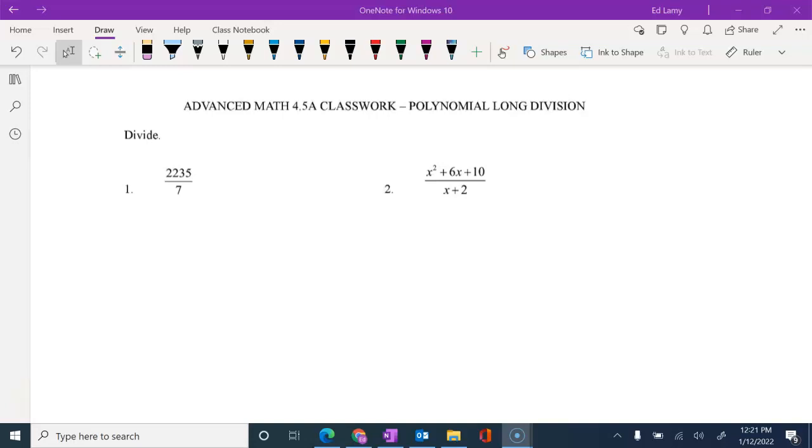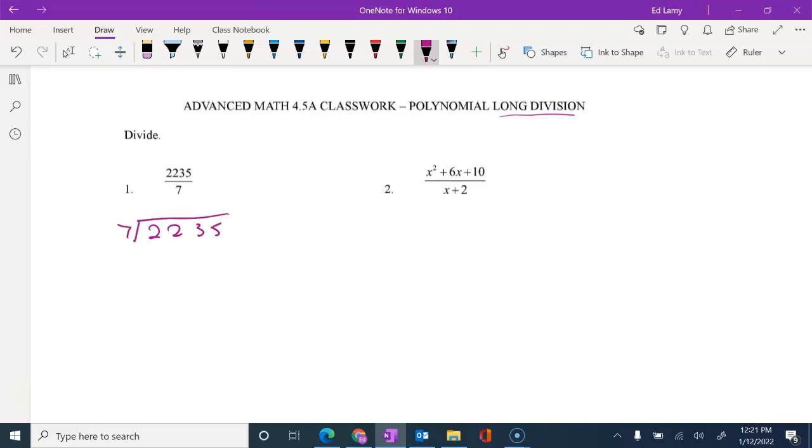In lesson 4.5, we're going to learn how to do polynomial long division. But before we start with polynomials, let's do some long division with some real numbers, just to remind yourselves what the division algorithm looks like. So, 2235 divided by 7.